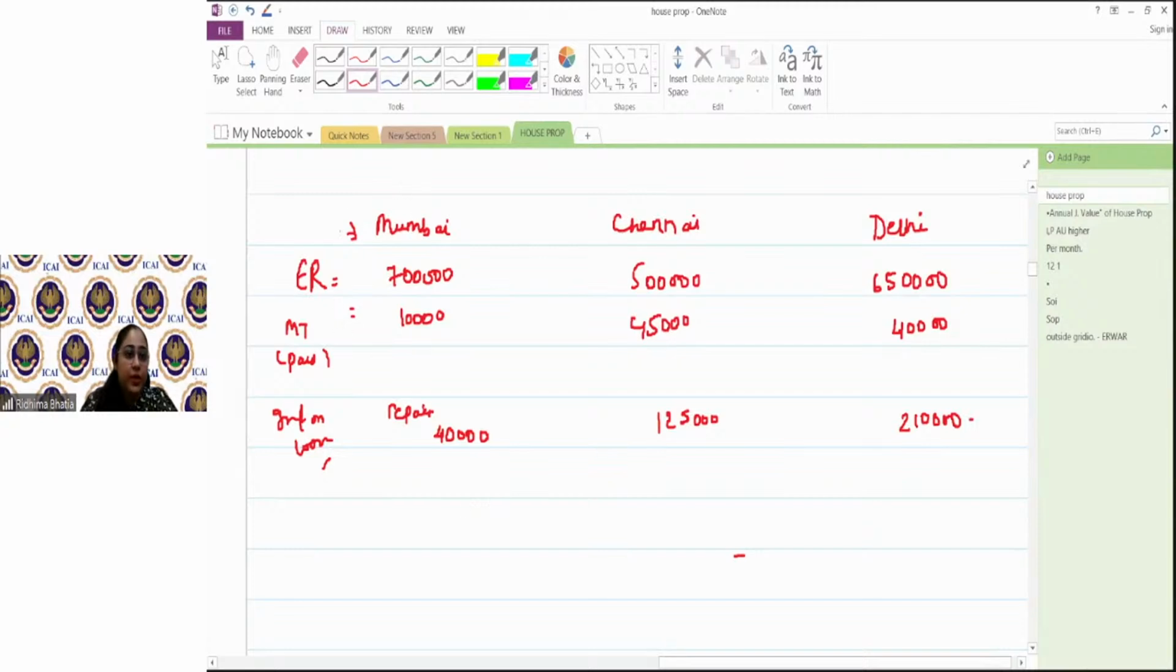Now you tell me quickly what would be the let out income, as in what would be the income from house property assuming all these houses are let out. उनका let out value क्या हो जाएगा, or the income if each property is let out. Quickly tell me what would be the income from house property for each house. Take a moment. I'll also calculate. You also calculate.